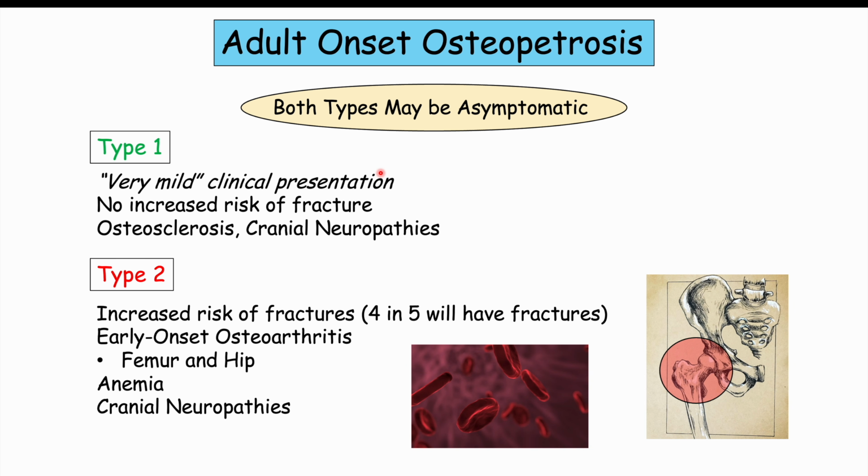Now, intermediate osteopetrosis is going to be in between infantile and adult onset osteopetrosis. It's not going to be as severe as infantile, but it's not going to be as mild as adult onset osteopetrosis.